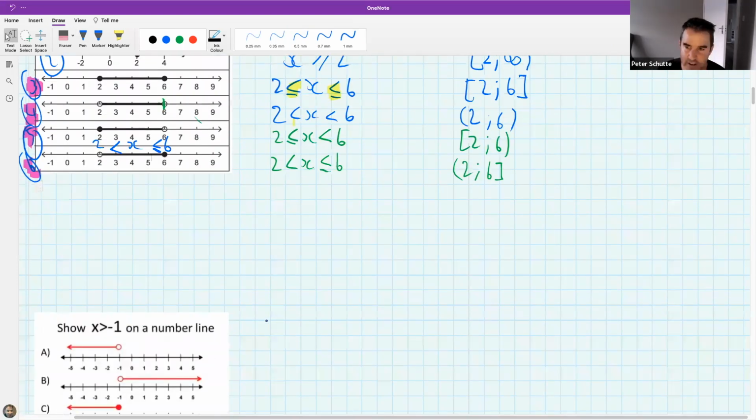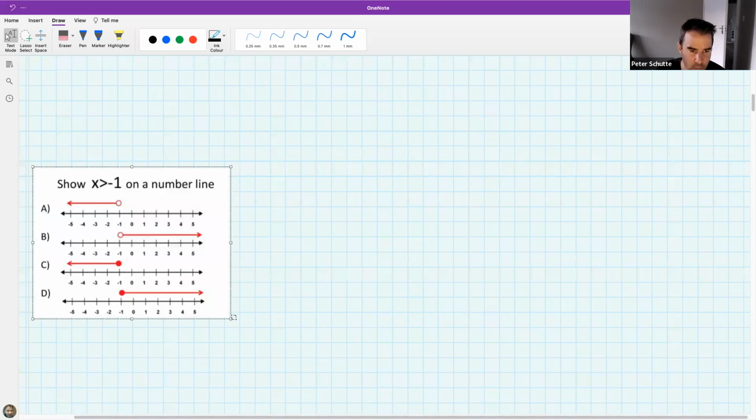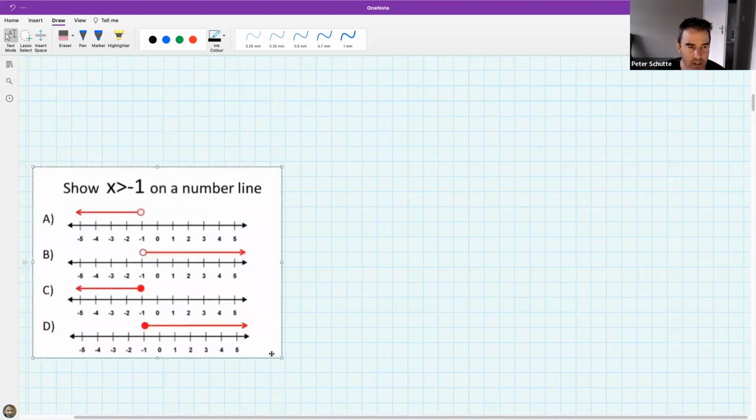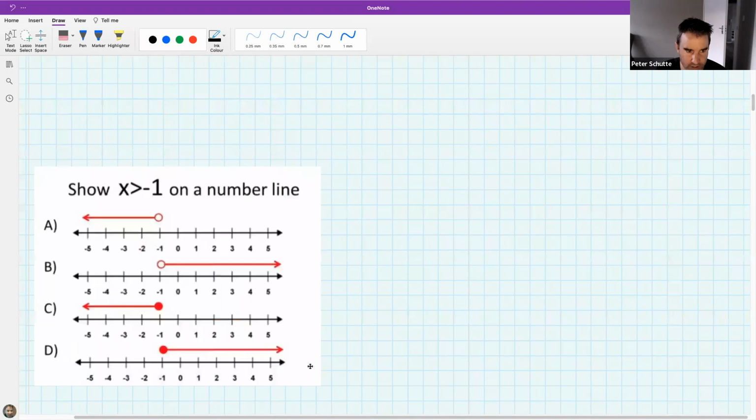Okay, now let's do some multiple choice. I want you to tell me, show x is greater than -1 on a number line. I want you to tell me which of these 4 options you think is correct.